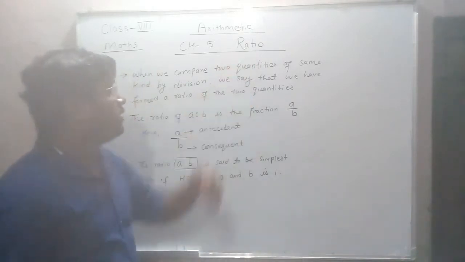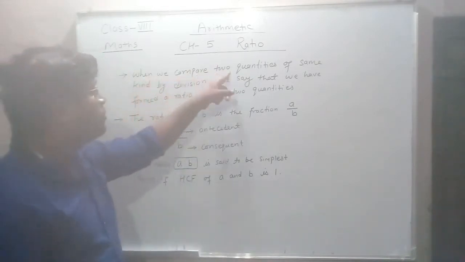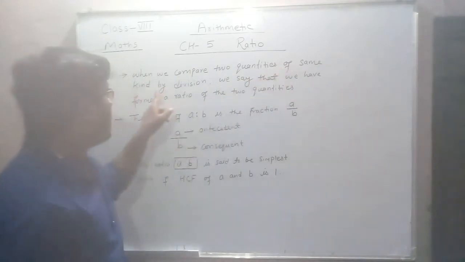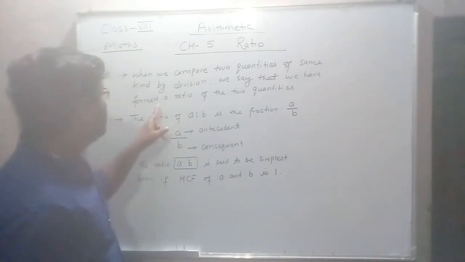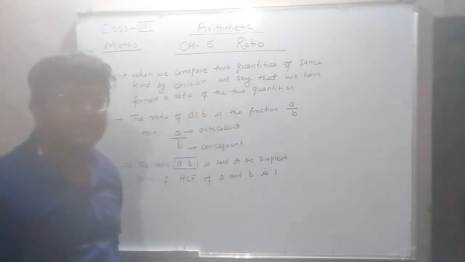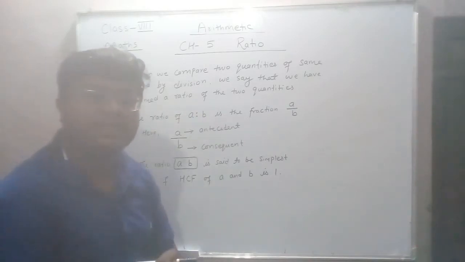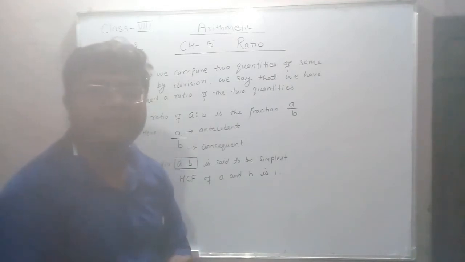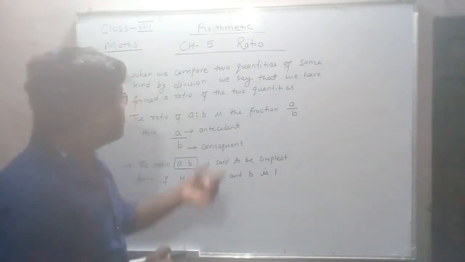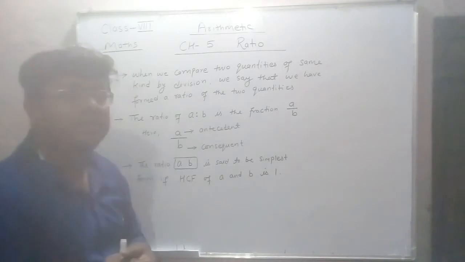So what does this ratio mean? When we compare two quantities of the same kind by division, we say that we have formed a ratio of the two quantities. Ratio means we are comparing two quantities of the same kind. That must be of the same kind, and we are comparing by division. We call it a ratio.